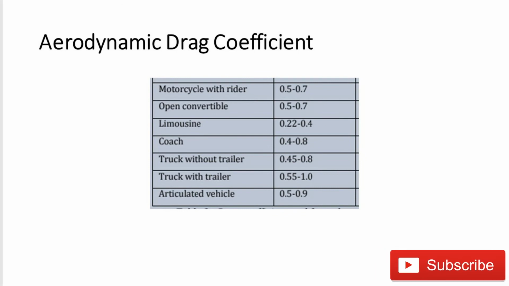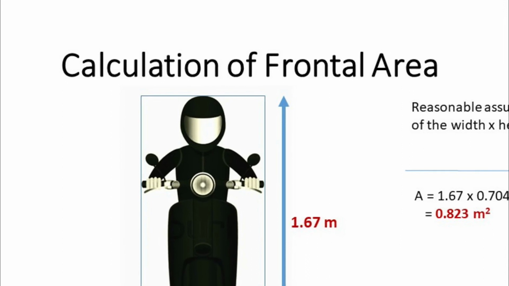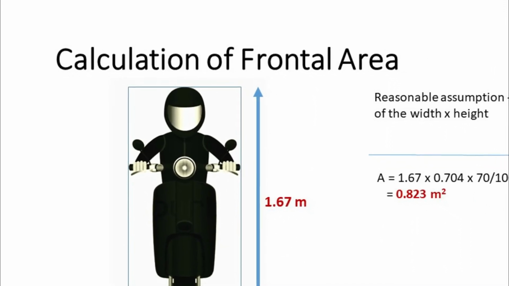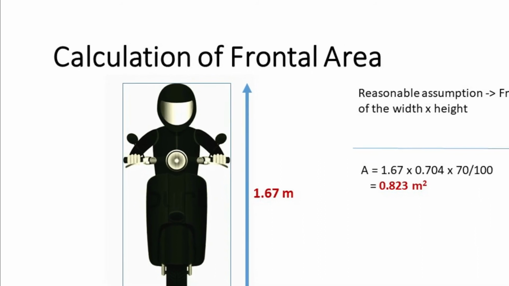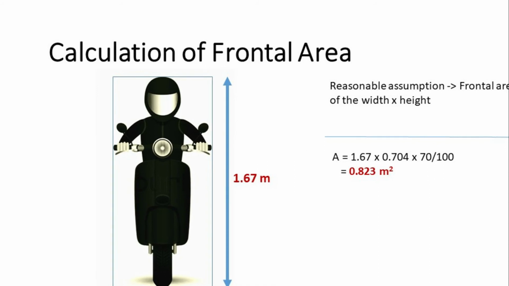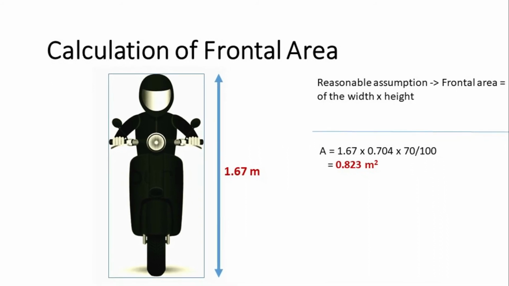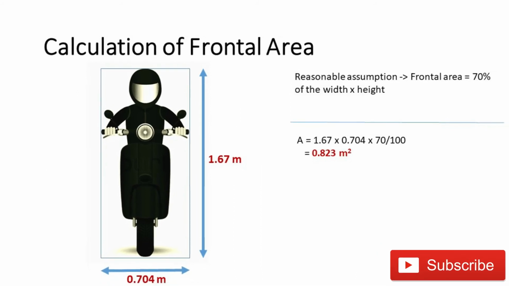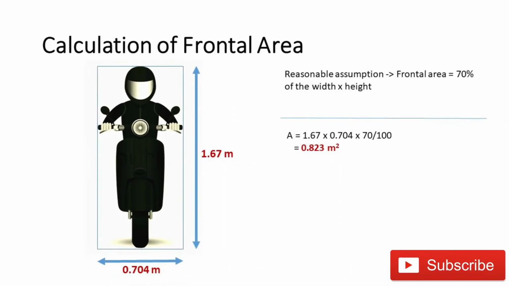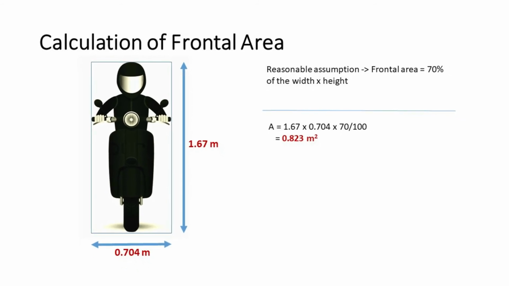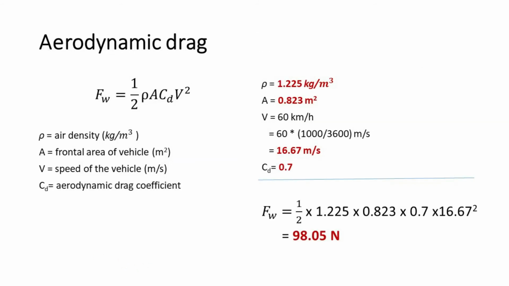Next we are going to find the steps to calculate the frontal area of the vehicle. The frontal area is the area where the vehicle hits the air head-on. For this scooter, we are assuming that the frontal area is equal to 70% of the product of the width and height of the scooter with the passenger. If we want to do it very accurately, then we have to find the area of the passenger and the scooter that we drew here using some other methods. But the assumption goes well in our case. So the aerodynamic drag force is equal to 98.05 Newton.